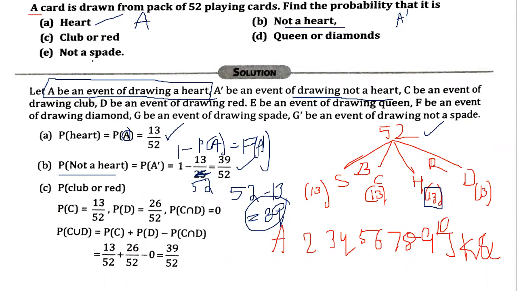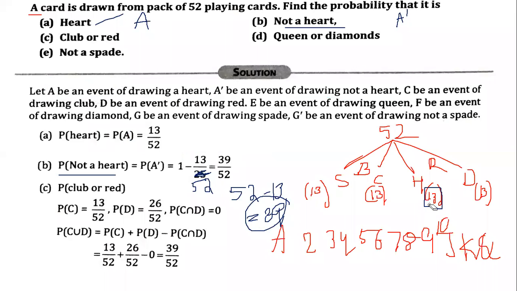Now, moving further, the third question. Read the question again. A card is drawn from a pack of 52 playing cards. What is the probability that it is a club or red? So again, or is being introduced. Whenever you have or being introduced, you have to use the addition theorem.